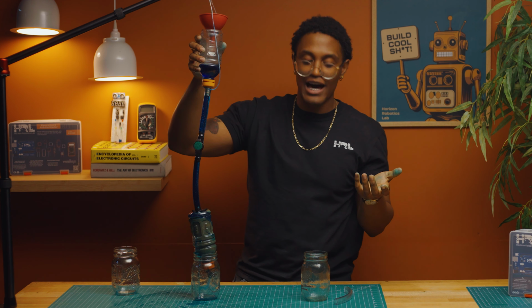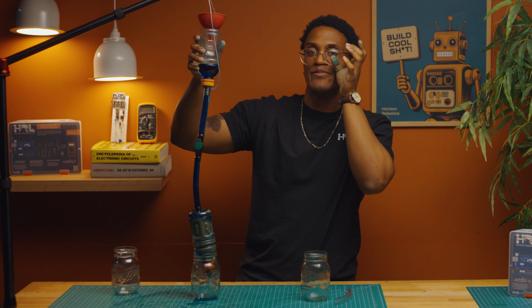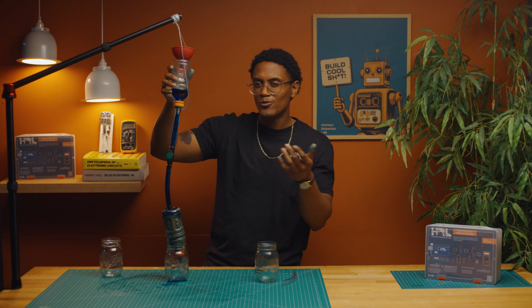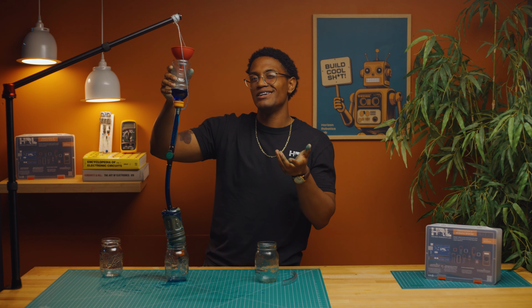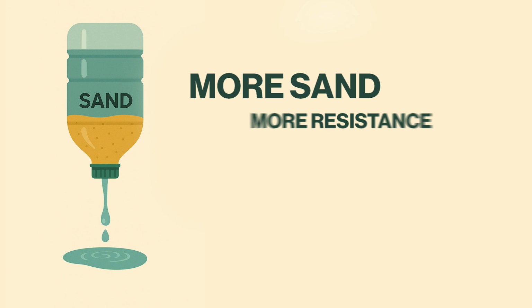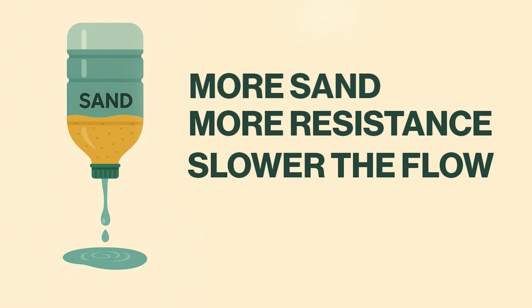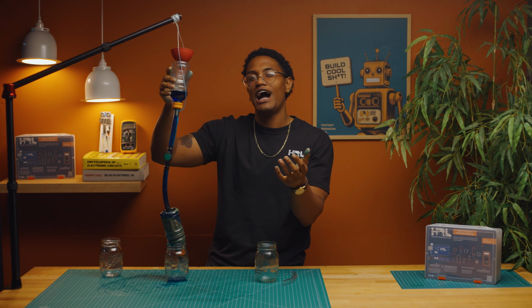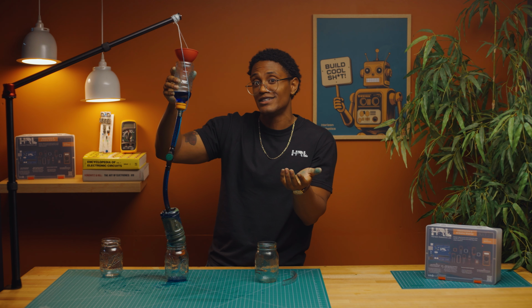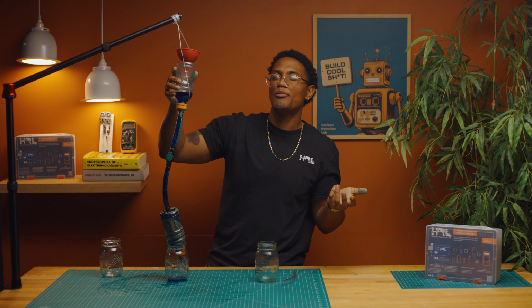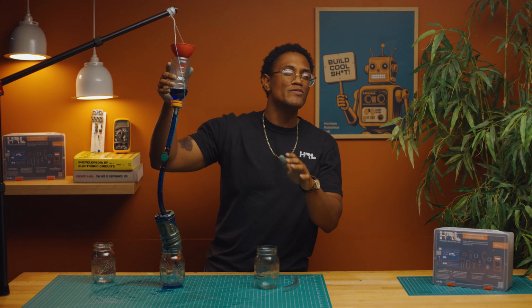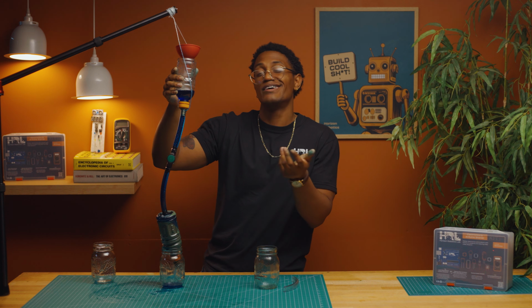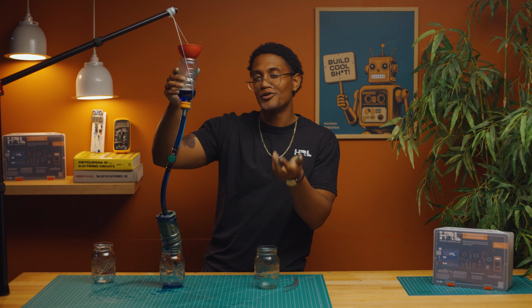Okay, I don't know if it's very easy to see through the camera, but the water is dripping ever so slowly down there. The water still flows, but it flows much slower because it's constantly bumping into sand particles trying to get to the other side. And that's exactly what happens with electrical resistance. In good conductors like copper, electrons move freely. In resistors, or poor conductors, electrons get slowed down by collisions, just like water through sand.